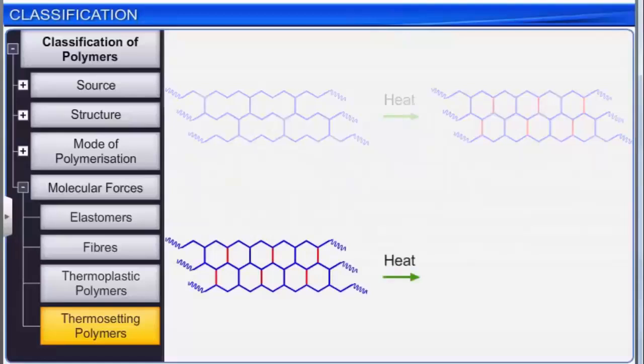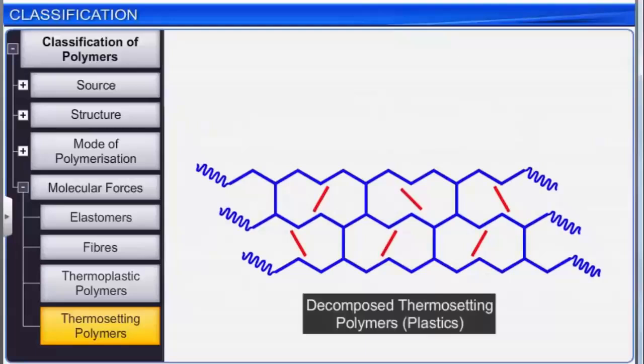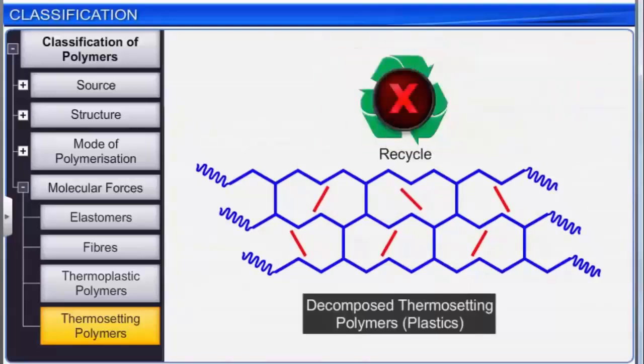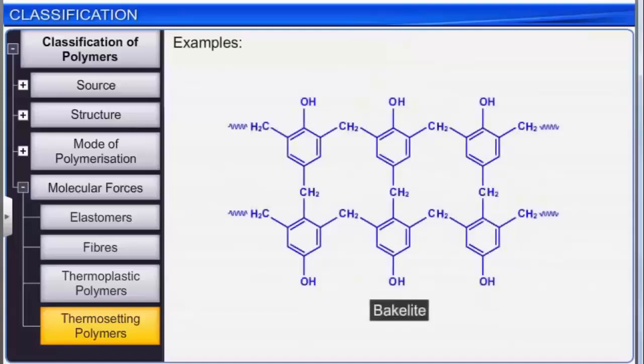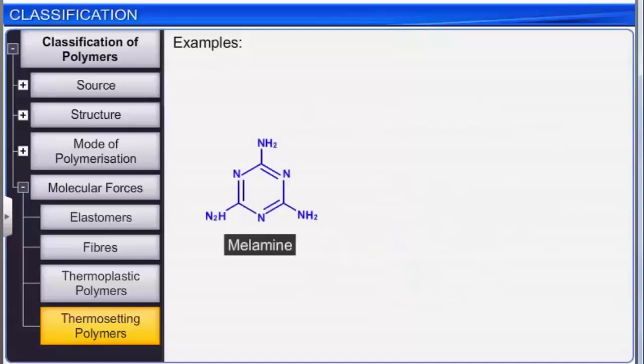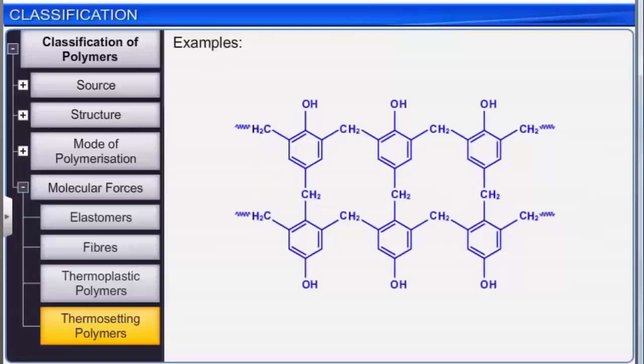Additional heating causes a thermosetting polymer to decompose, as the chains are unable to separate. Instead, bonds break. Note that these plastics cannot be recycled or used again. Examples of thermosetting polymers are bakelite, melamine, and urea-formaldehyde resin. Notice the extensive cross-linking shown in the structure of the bakelite resin.